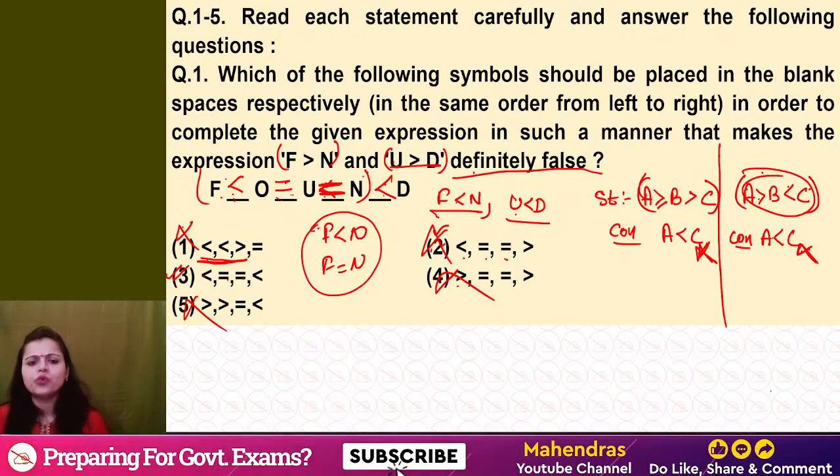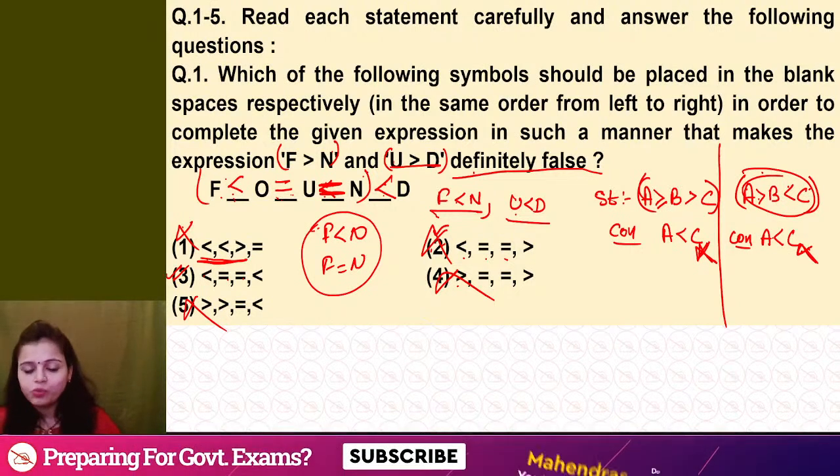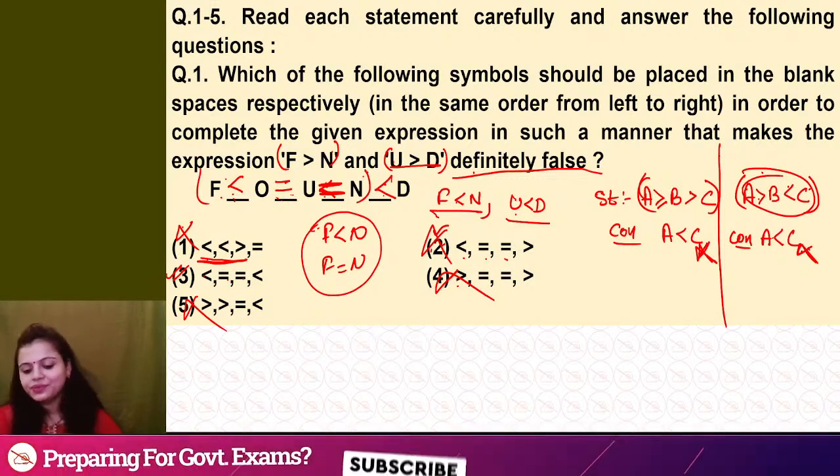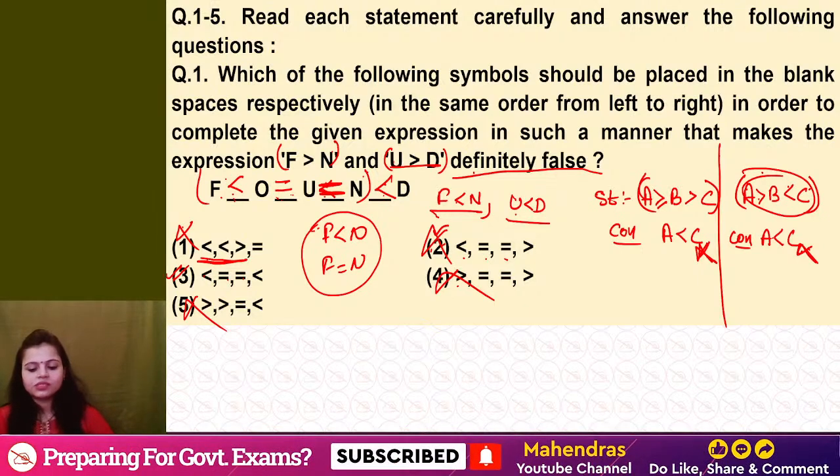Okay. Not 4. Option 4 is saying definitely true. If the question is asking about the definitely true part, then 4 is correct. But they are asking about definitely false. So your answer will be option number 3. Clear? Just tell me if the question is clear.